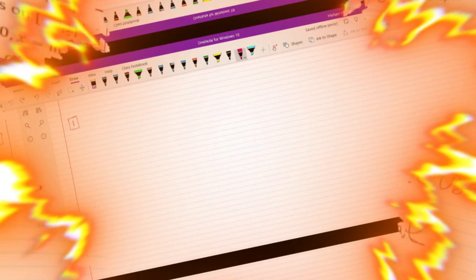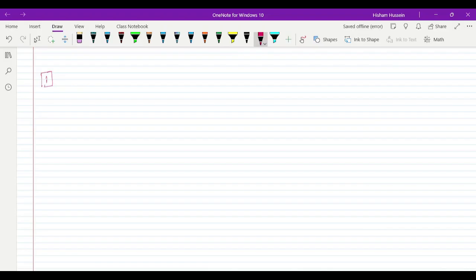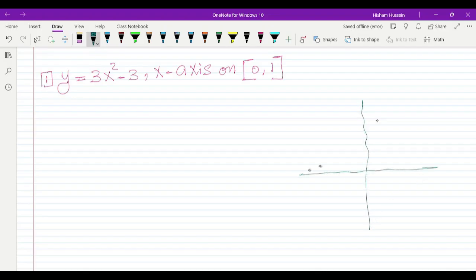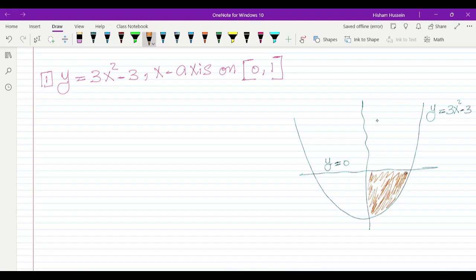In problem 1, find the area of the region bounded by the graphs y equals 3x squared minus 3 and the x-axis on the interval from 0 to 1. Okay, so we need first to sketch. 3x squared minus 3 is a parabola shifted down 3 steps. Here, this is y equals 0. We need to find the area of the region from this curve to the x-axis.